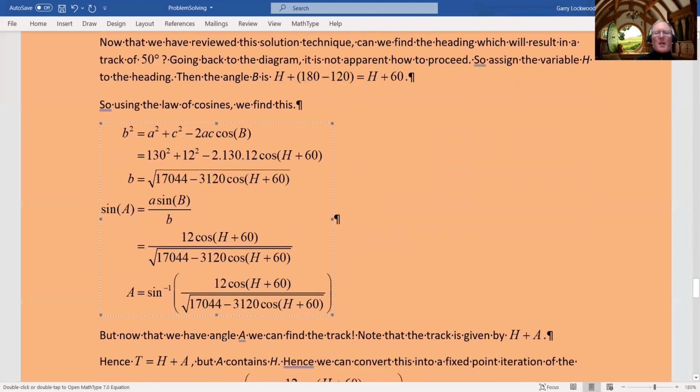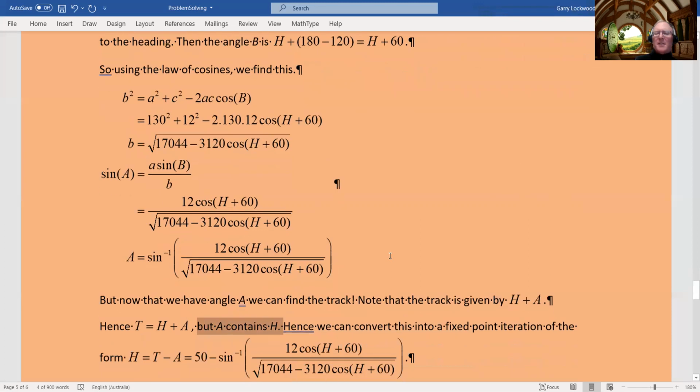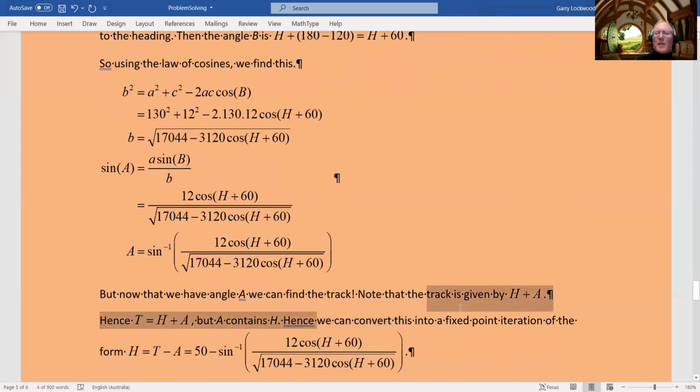All right, now that we've got angle A, of course, we can find the track, which is given by H plus A. And so the track, T, is equal to H plus A, but A contains H. And so we can actually convert this into a fixed point iteration of the form H equals T minus A, which is 50, because that was our desired track, minus the inverse sine of all these things, and there's H on this. So now there's H on the left and H on the right.